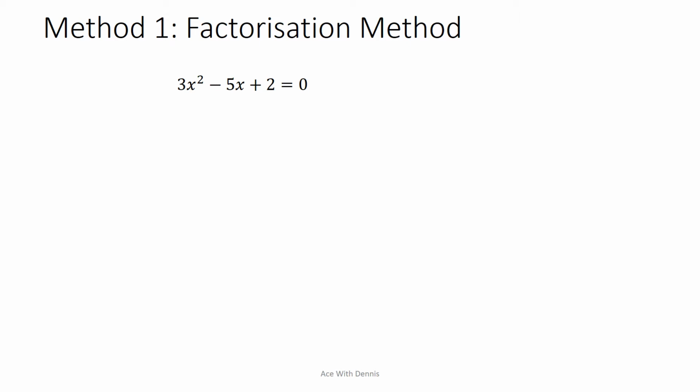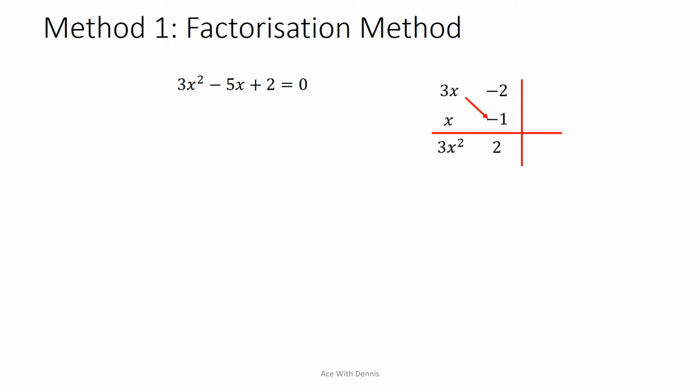To solve this equation, we can draw this factorization table and think about what are the two numbers multiplied together, we get 3x squared, and for this case is 3x times x, we get 3x squared. Then we also think about what are the two numbers multiplied together, I get a positive 2. For this case is negative 2 times negative 1, I get positive 2.